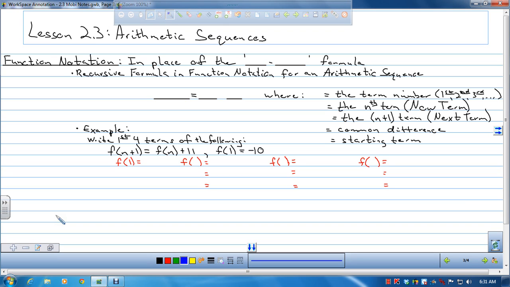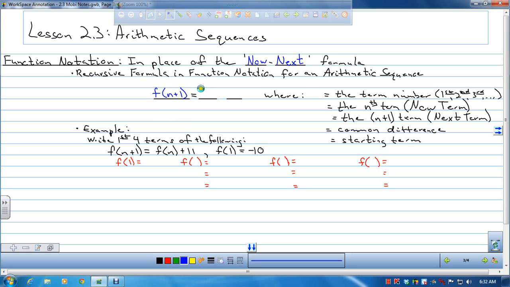So this is going to be in place. This is just another recursive formula. It's going to be in place of that now next formula that we just talked about. Okay. And this is going to be in function notation again. So the formula goes like this: f of n plus 1. So when you're thinking about that, you should realize, hey, that makes sense, because instead of f of n, I have f of n plus 1. That would be the next value, right?